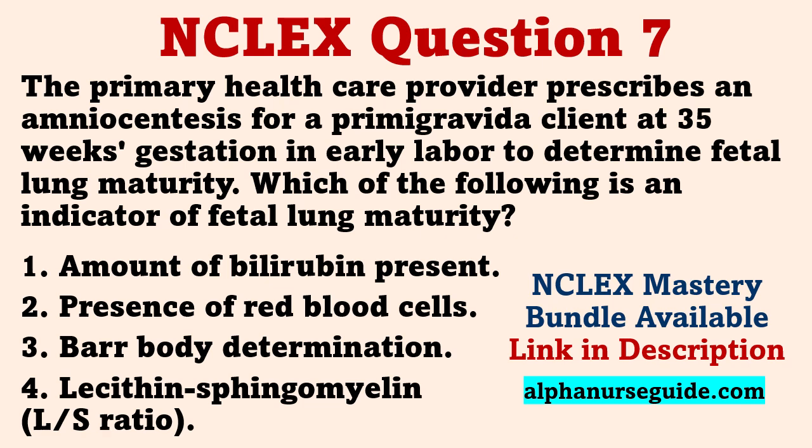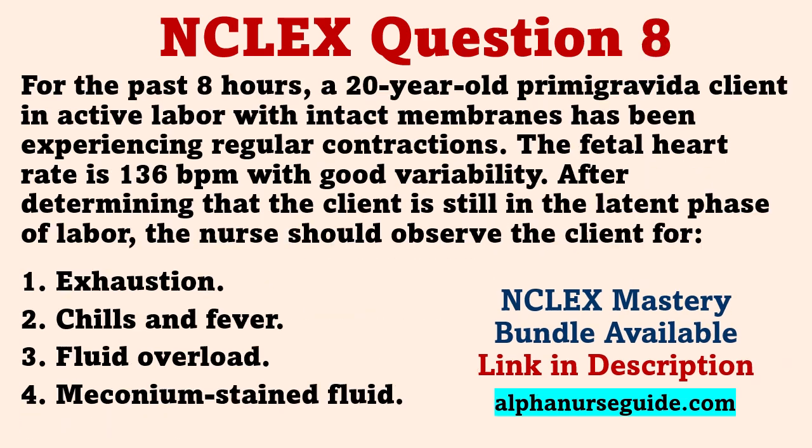with ambiguous genitalia. For the past 8 hours, a 20-year-old primigravida client in active labor with intact membranes has been experiencing regular contractions. The fetal heart rate is 136 BPM with good variability. After determining that the client is still in the latent phase of labor, the nurse should observe the client for 1. Exhaustion. 2. Chills and fever. 3. Fluid overload. 4. Meconium-stained fluid.